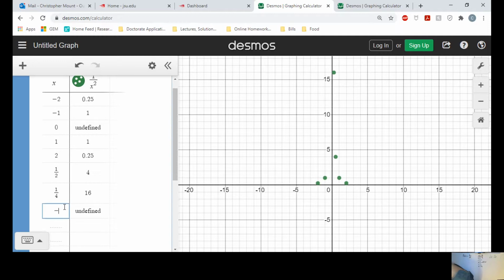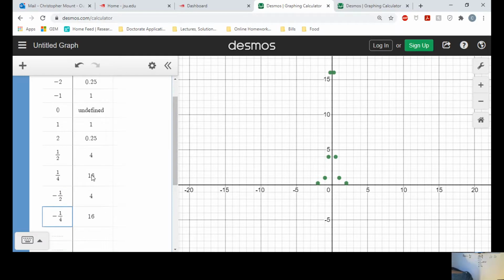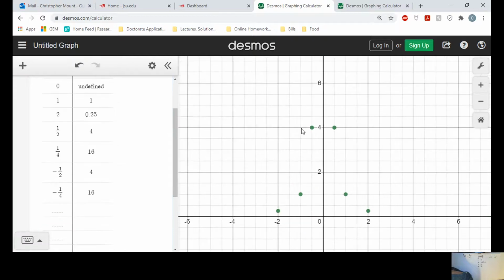Let me investigate those same values on the negative side, and they should give me the same outputs. They do. 1/2 yields a 4, -1/2 yields a 4. 1/4 yields a 16, -1/4 yields a 16. And what does that mean for our picture? It means those points are like mirror images of each other around the y-axis.